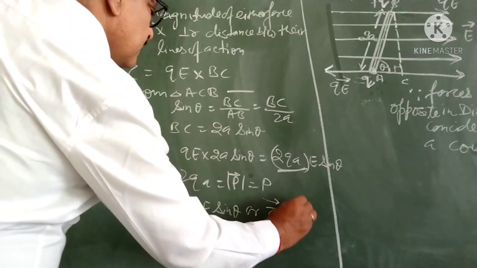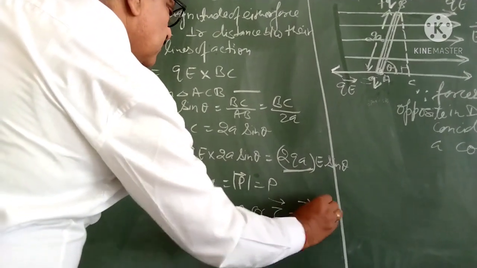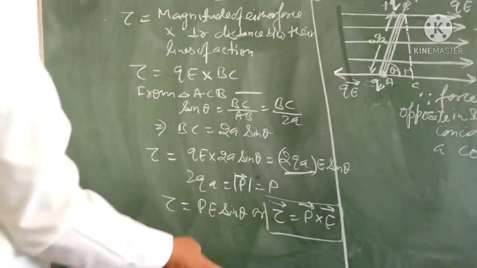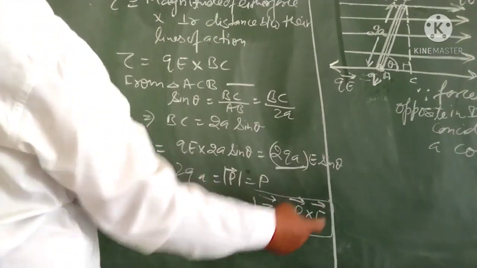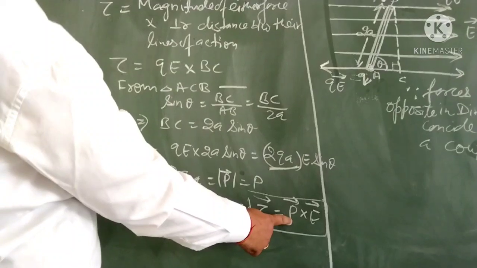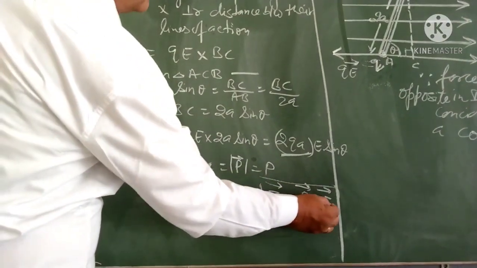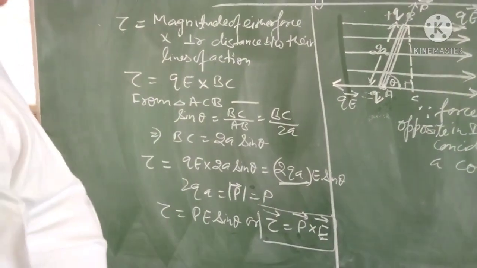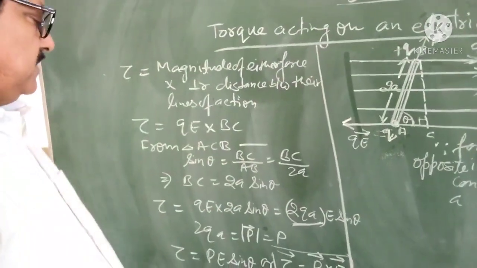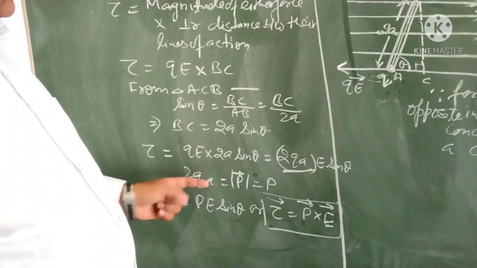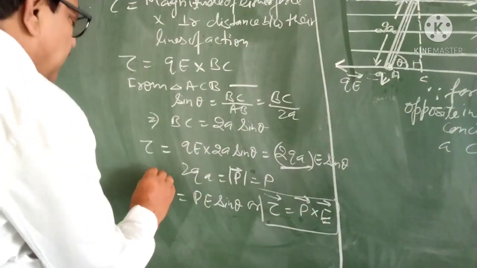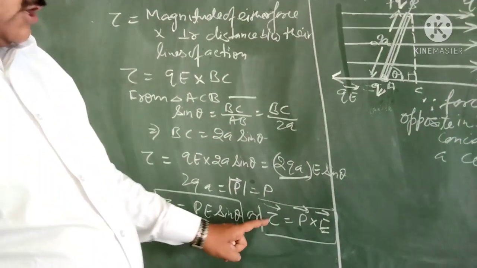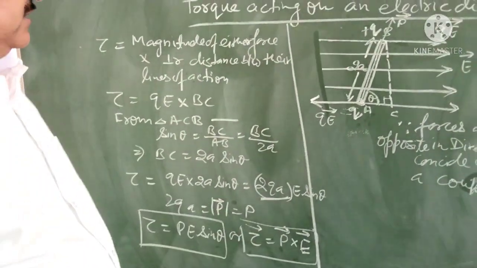In vector form we can write vector tau equal to vector P cross vector E. P and E both are vector quantities. Vector tau equal to vector P cross vector E. In case of cross product we write sin theta. So this is the formula of torque. PE sin theta मैग्नीट्यूड फॉर्म में और वेक्टर फॉर्म ये हो गया, वेक्टर टाउ इक्वल टू वेक्टर P क्रॉस वेक्टर E.